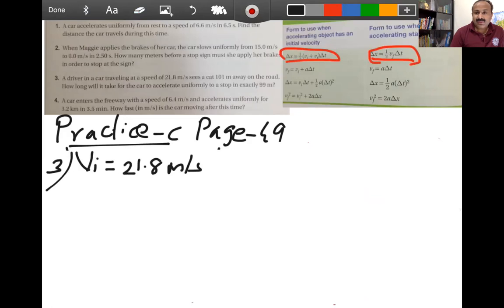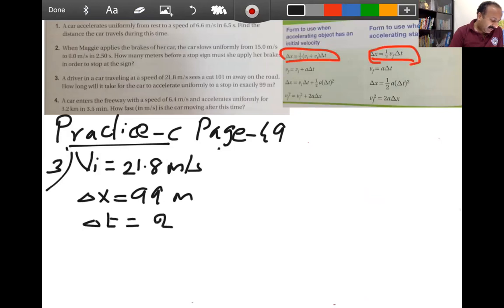So you need to stop in 99 meters. So delta x is not 101, it's 99. Why? Because the cat is 101 meter in front of you. So if you are going to stop at 101 meter, the car will just hit the cat. So you need to stop in front of the cat. So that's why they put the delta x to be 99 meters. And they're asking how long. So you need to find out delta t.